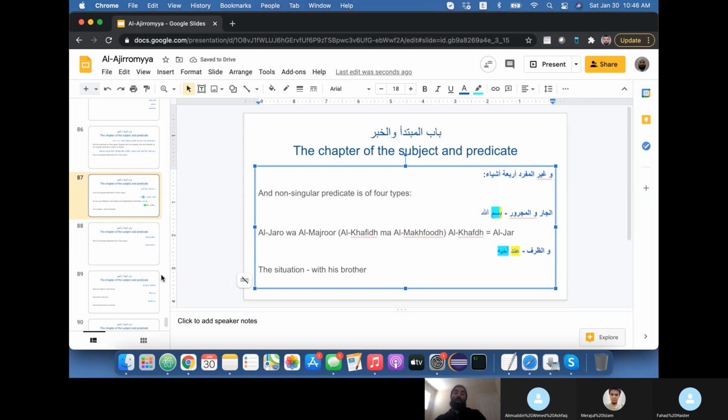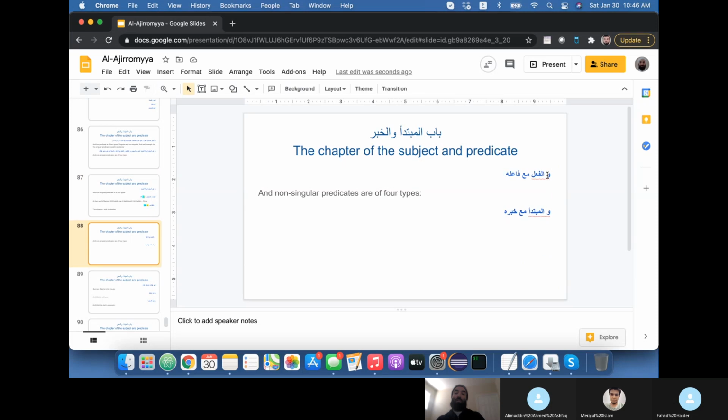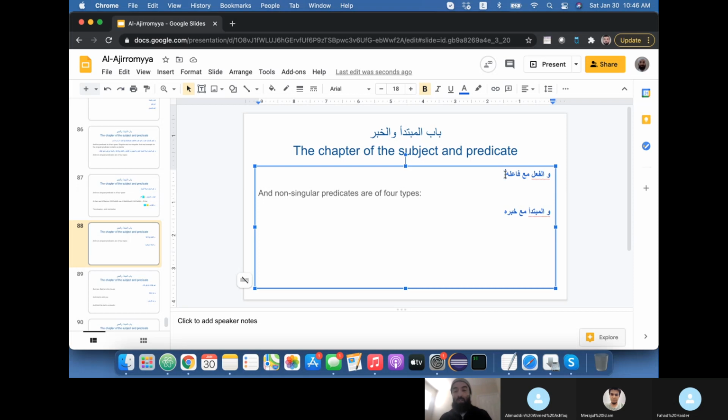Okay. Now the next. So we said four. We have gone through two: al-jar wal-majrur and al-dharf. And then the next one is al-fi'l ma'a fa'ilihi. Sometimes the predicate can be a complete sentence, and the verb with its doer, or its verbal subject, is a sentence. For example, what would be an example of fi'l ma'a fa'ilihi? The following.